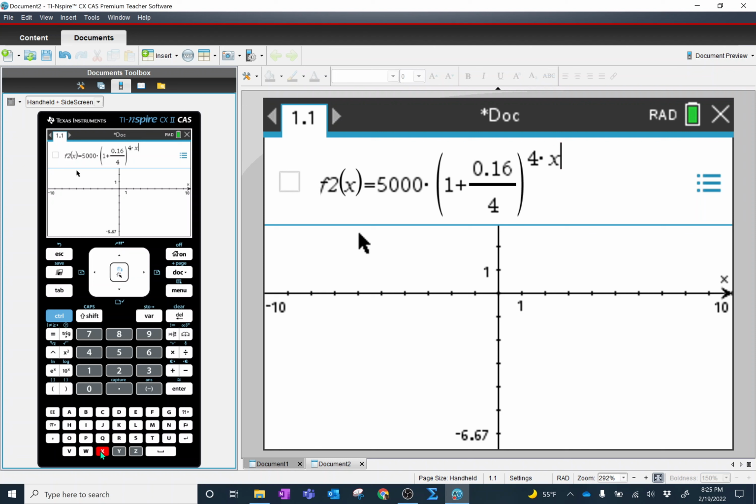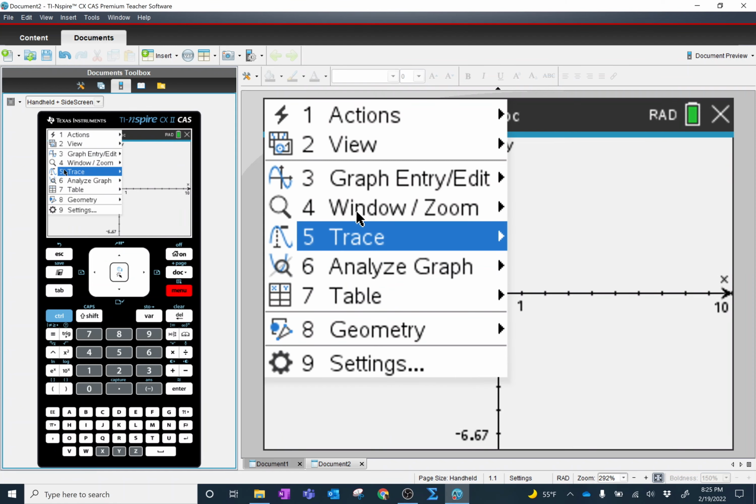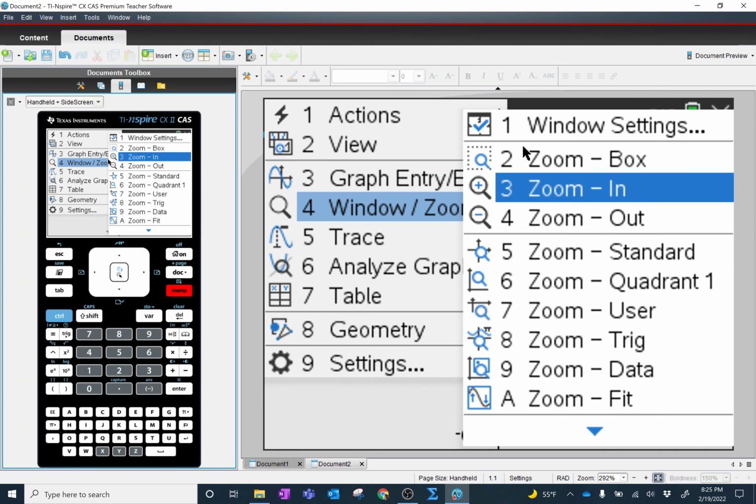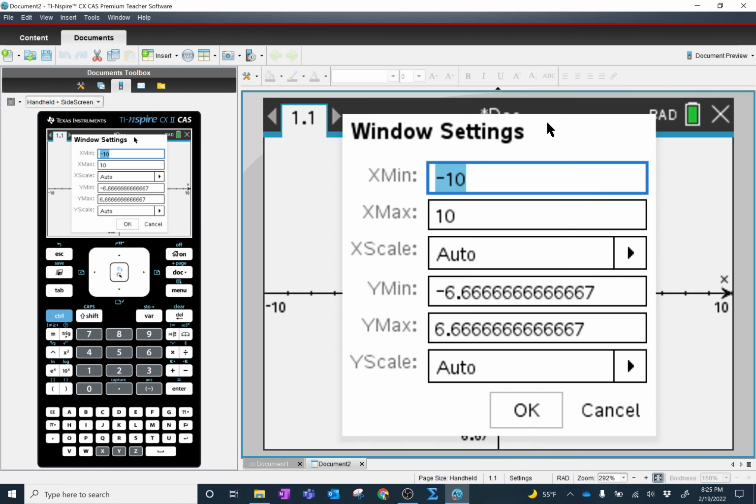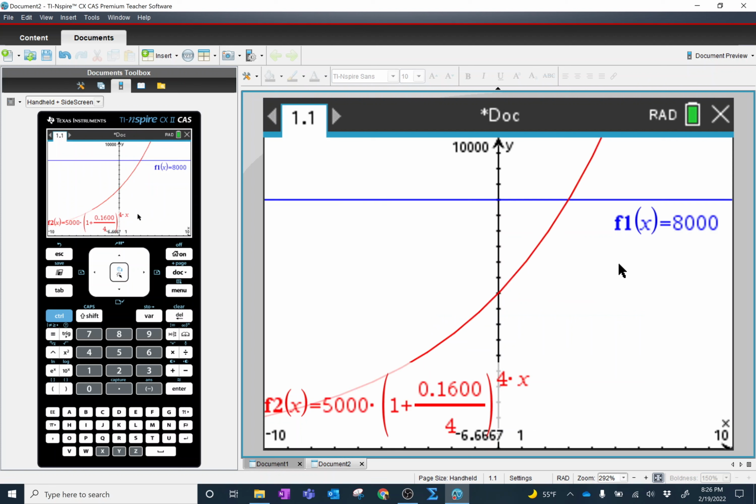All right, so we totally can't see any of that. So let's go to our menu, our window, and window settings. So we were way up at 8,000. Why don't we put our Y max at, say, I don't know, 10,000. Okay, great. Let's just leave the X max at 10, see if we can see what's going on. So let's just check it out. Okay, great, we got it. This is the intersection that we want.